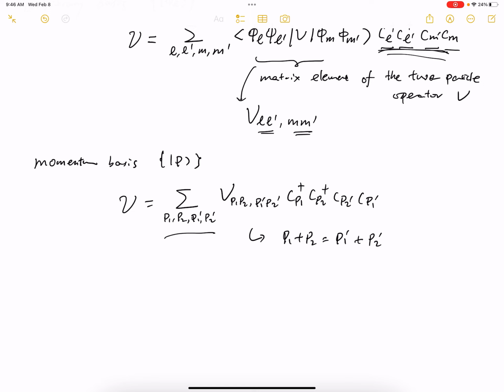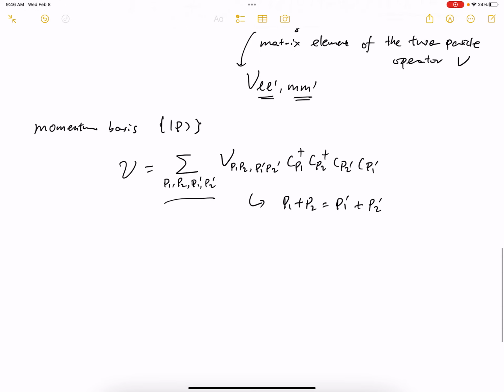The other way to think about it is, suppose we have just Coulomb interaction. Then this interaction can redistribute the two particles' momentum, but you can't change the sum of the momentum. You can remove two particles at these two momenta and create another pair at different momenta. The redistribution of these two particles' momentum is fine, but you can't change the total momentum.